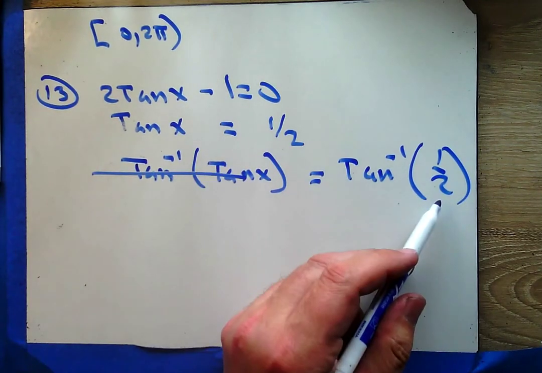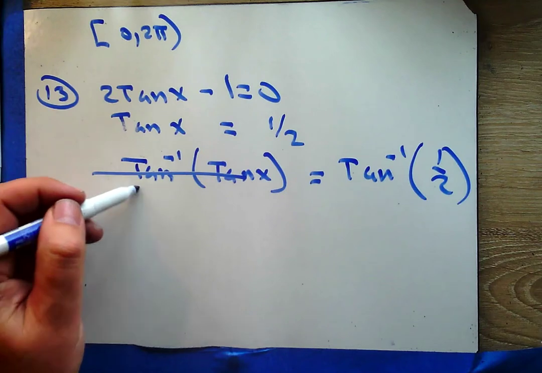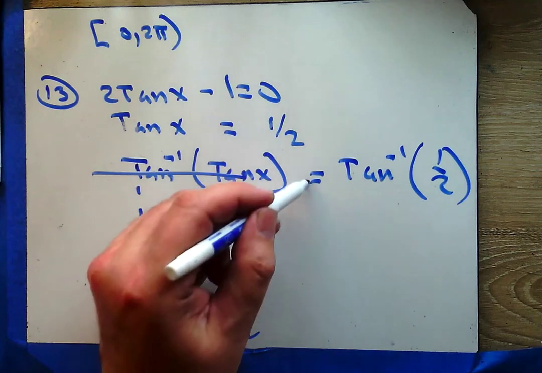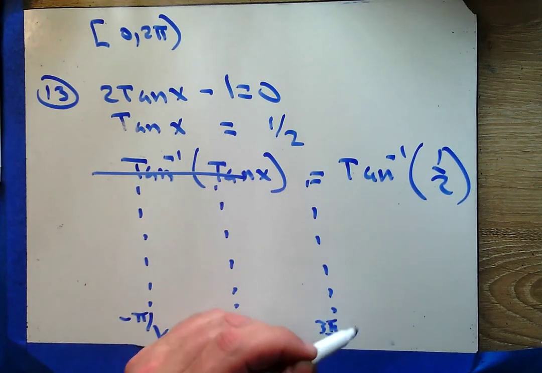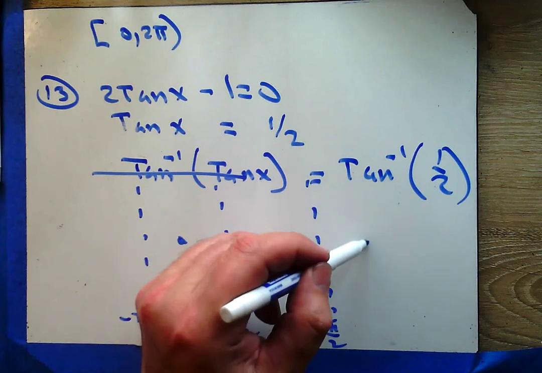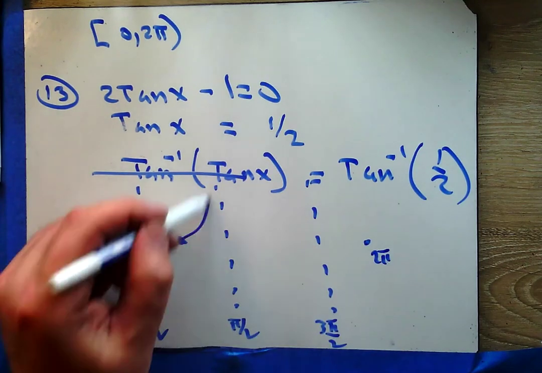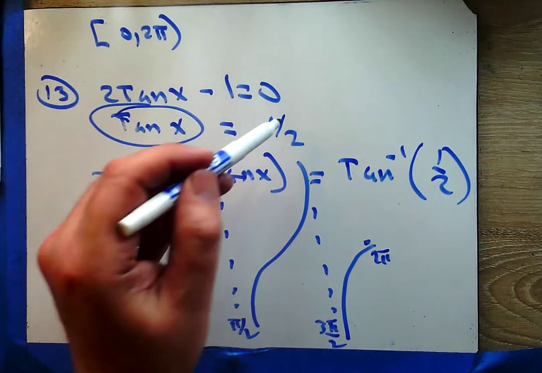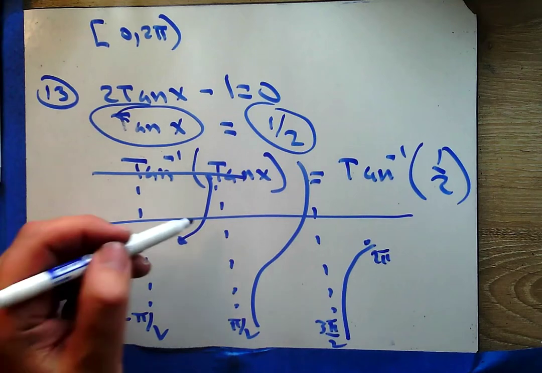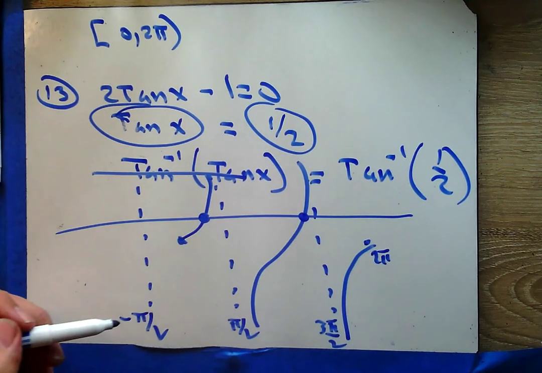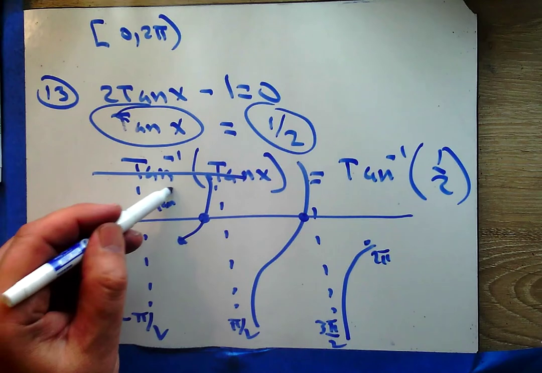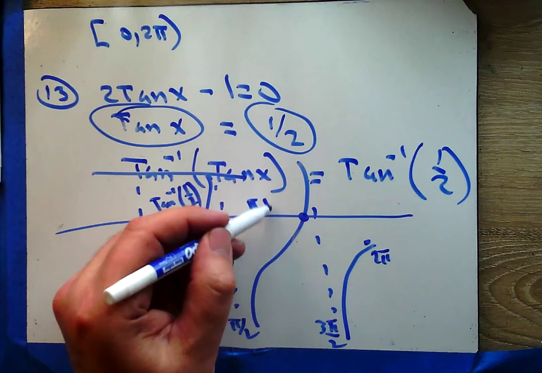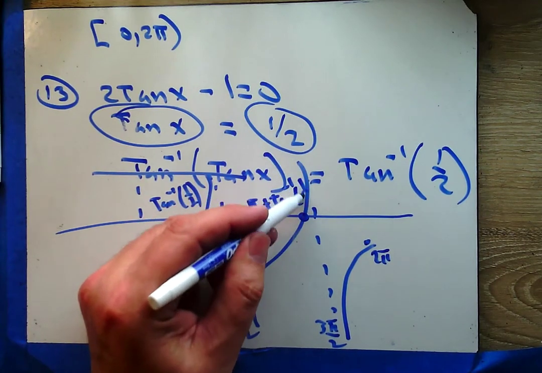But that's only going to give me one answer. And when I think about the graph of tangent from 0 to 2 pi, when does this tangent equation cross the line y equals 1/2? Well, twice, once here and once here. This one is tangent inverse 1/2. And this is one period away from it, so it's pi plus tangent inverse 1/2.